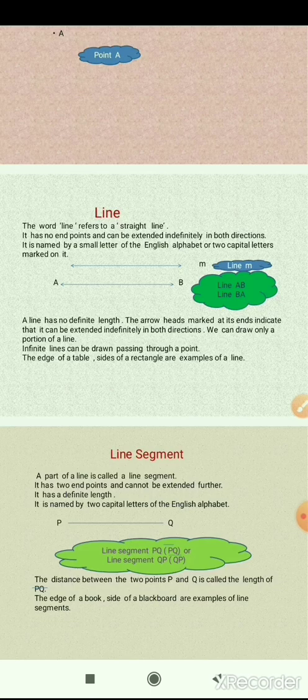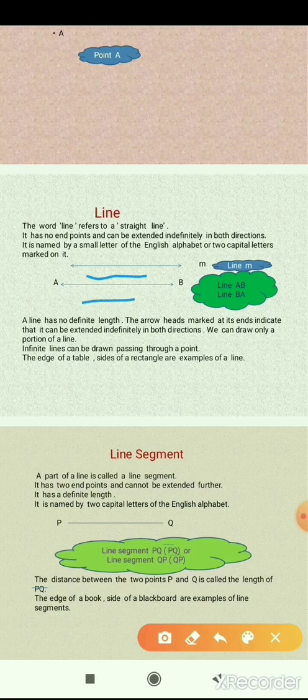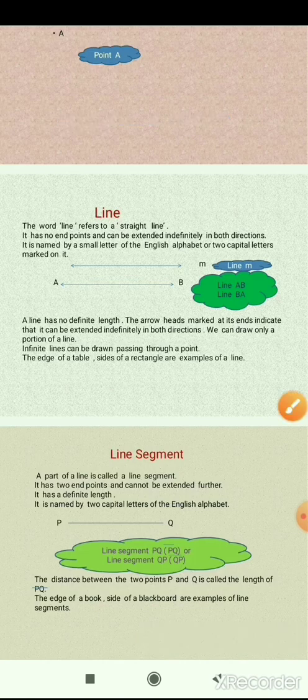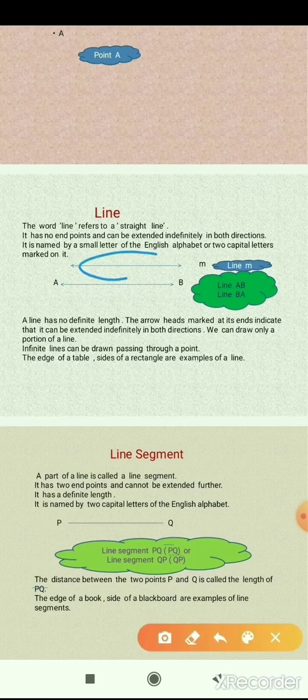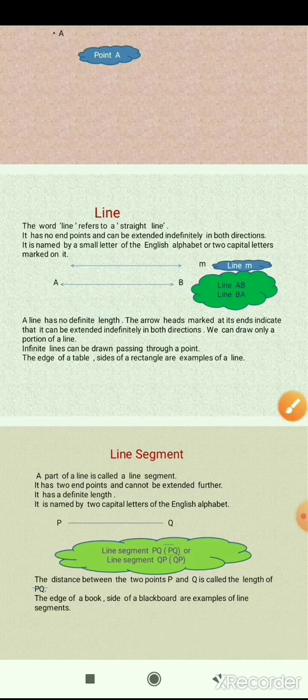See here, I have drawn two lines. These are straight lines. You have learned the types of lines in standard third. It is straight, it is not turned in any direction. If you observe these straight lines, they have no end points.